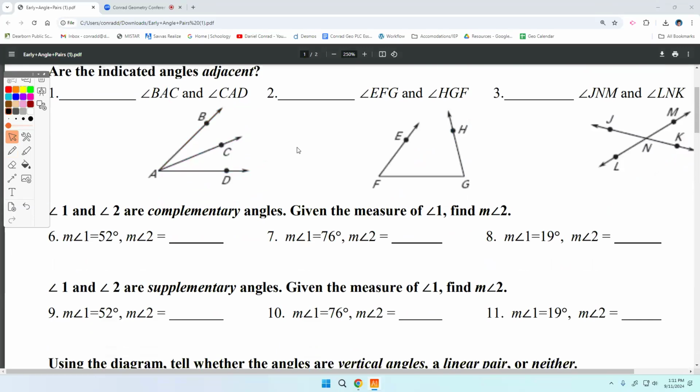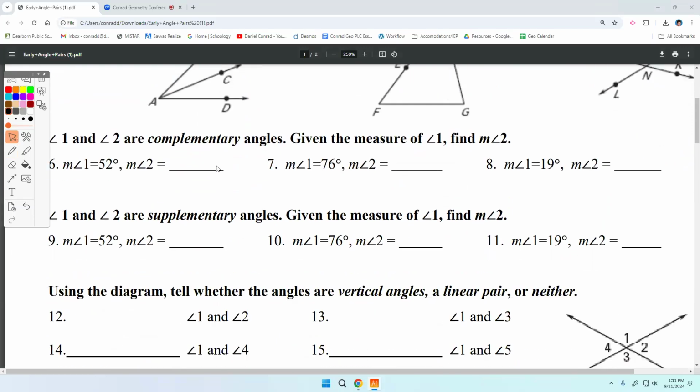All right, the next part is complementary and supplementary. So complementary angles are angles that add up to 90 degrees. Right? Complementary angles add up to 90 degrees. So to find the complement of 52 degrees, we need to subtract from 90. 90 minus 52 is going to give us 38. All right, so 38 plus 52 adds up to 90 degrees. Okay, two angles that add up to 90 degrees are complementary.